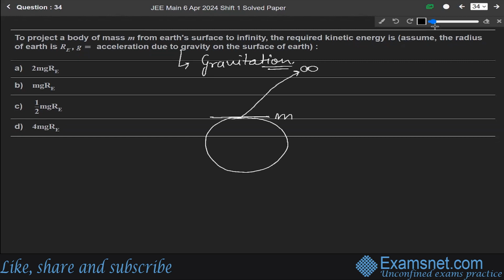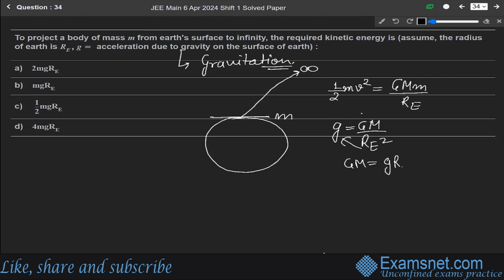Okay, so first of all, the kinetic energy required, or we can say the velocity required to project this body from the surface of the Earth to infinity, will be equal to the escape velocity. So it will be equal to the square root of 2GM over RE, where RE is the radius of the Earth. Okay, and we know that the acceleration due to gravity on the surface of the Earth, g, is equal to GM over RE square. So from here we see that GM equals g into RE square.